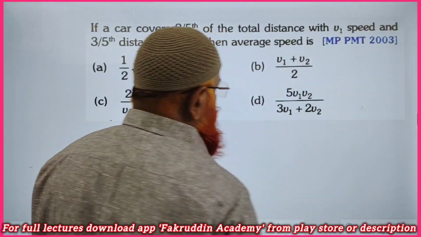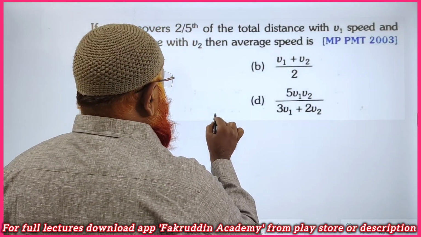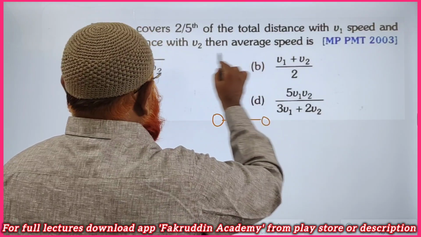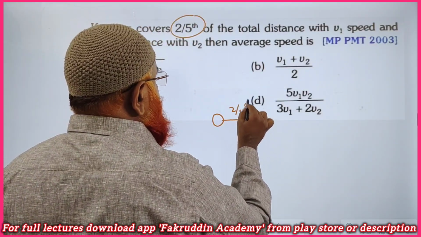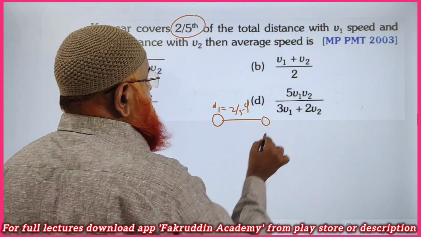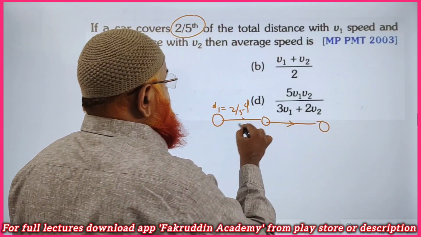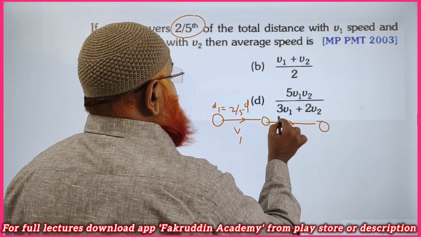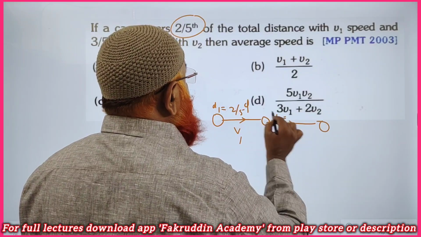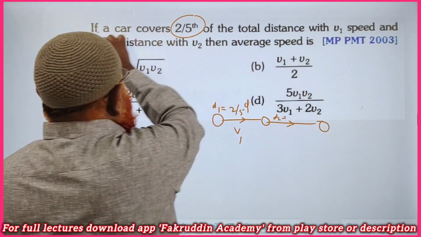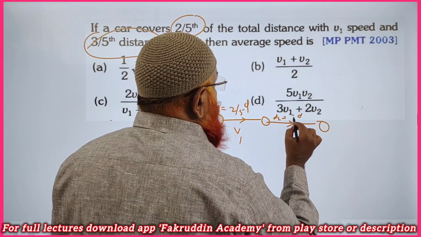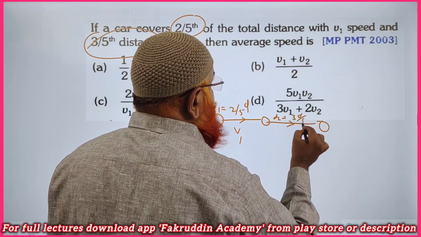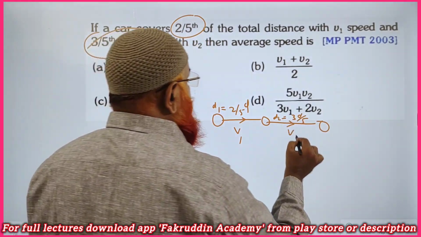Now a different problem. A body travels the first 2/5 of the distance. So d1 is taken as 2 by 5 d, with speed v1, and the next distance, that is d2, is given as 3 by 5 d, that is 3d by 5, with a speed v2.